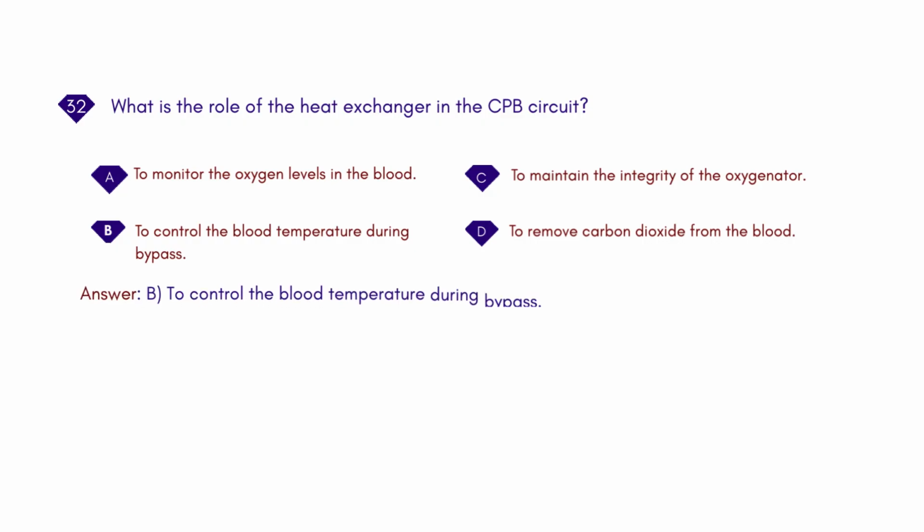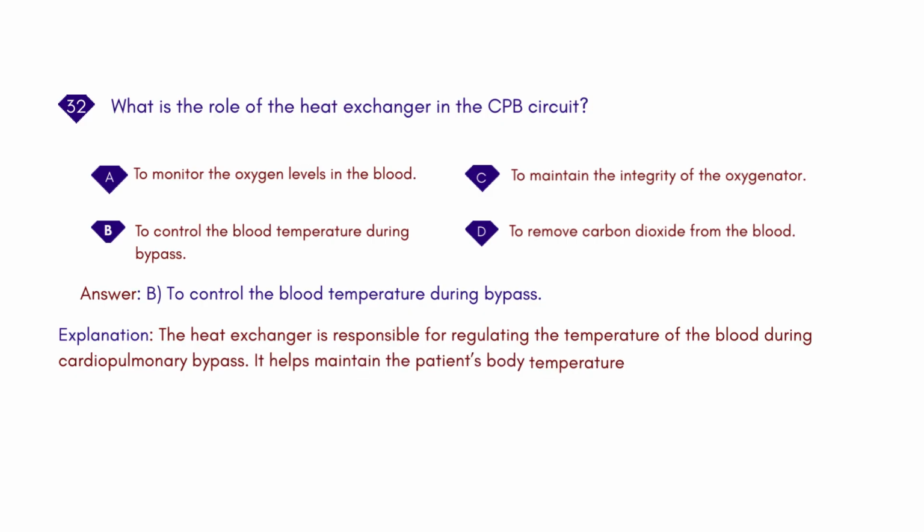Answer, B. To control the blood temperature during bypass. Explanation. The heat exchanger is responsible for regulating the temperature of the blood during cardiopulmonary bypass. It helps maintain the patient's body temperature or induce hypothermia if required for the surgical procedure.